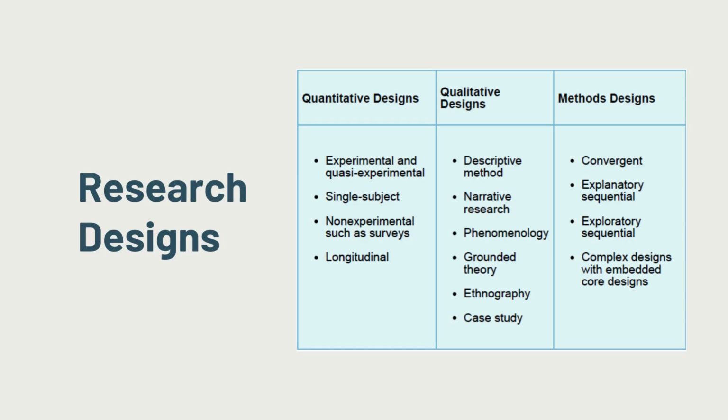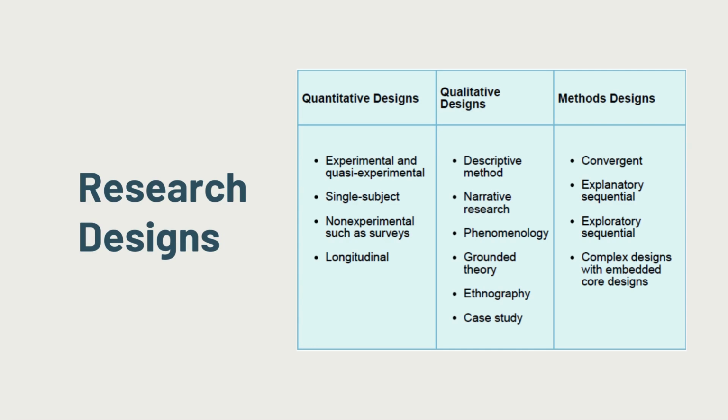Experimental designs are the gold standard in quantitative research because they test cause and effect relationships by manipulating one or more variables. For instance, you might test a new teaching method's impact on student performance by comparing it with a control group using traditional teaching methods.